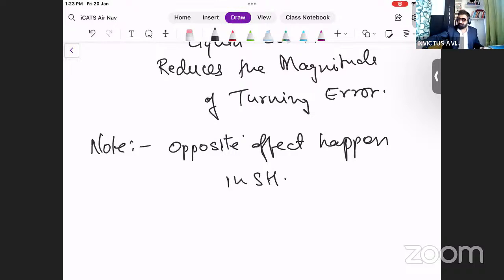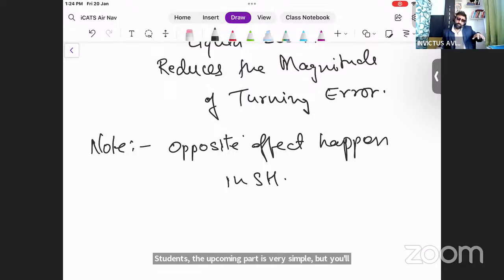Students, the upcoming part is very simple, but you'll have to be very alert and make sense of it. Till the time you cannot make sense of it, I suggest you keep looking at it, keep comparing it with the diagrams that I've made earlier. Try to make your diagrams and then come with it.